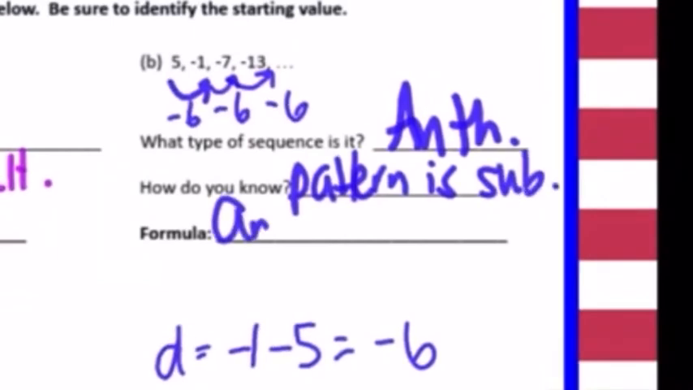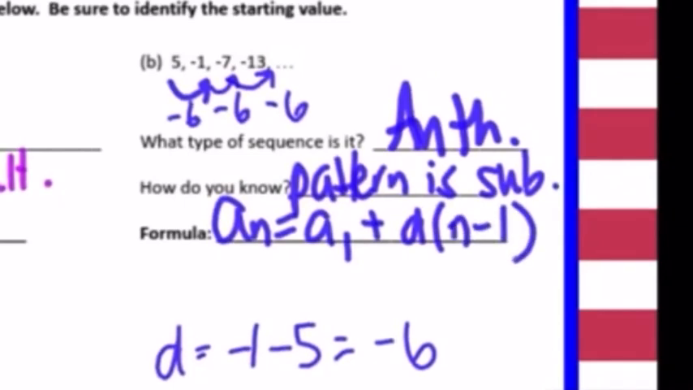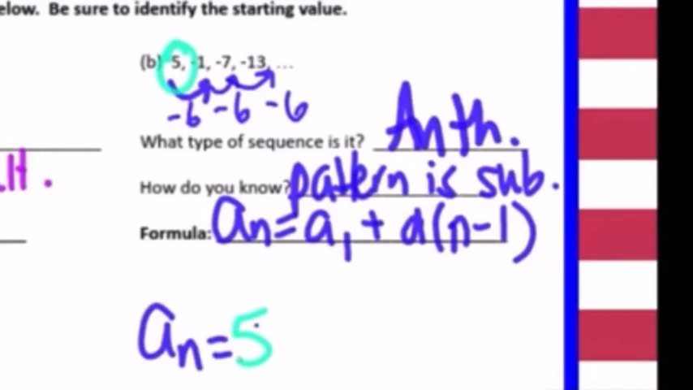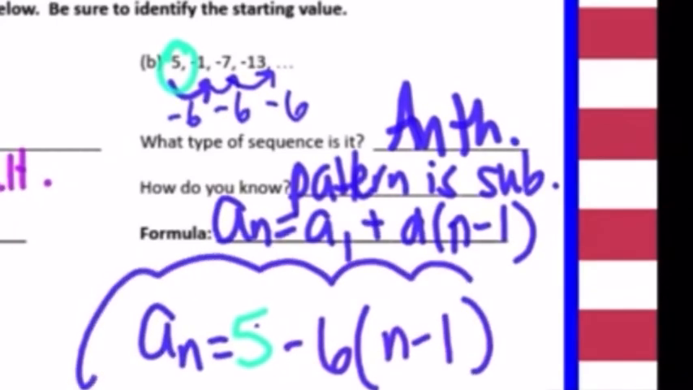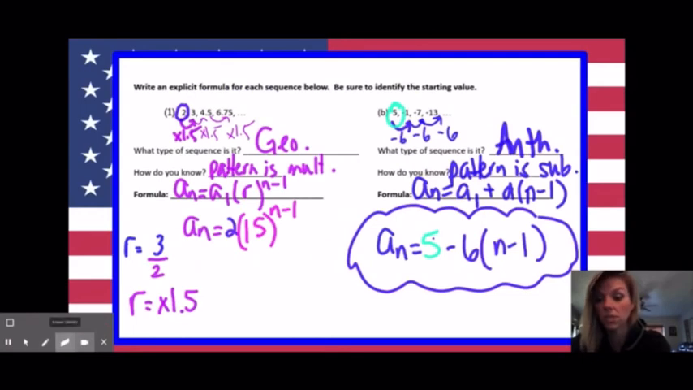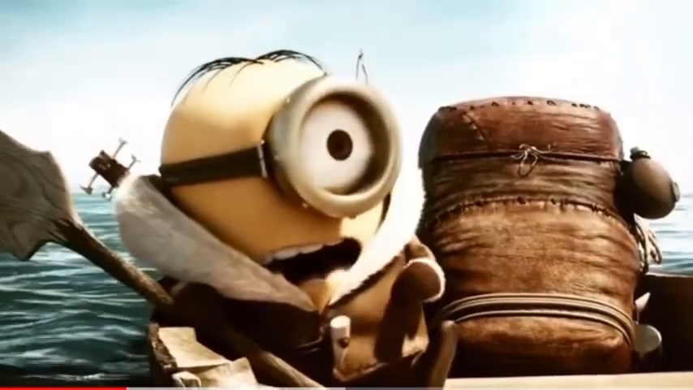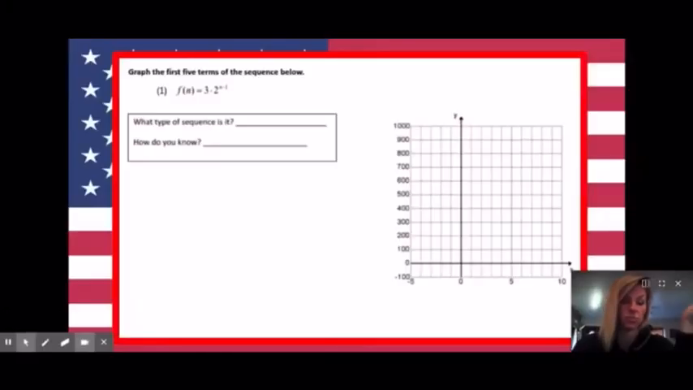So my formula is a sub n equals a sub 1 plus d times n minus 1. So we are going to just substitute in here. So my formula is a sub n equals, what's a sub 1? Well, my first number, that's a sub 1, is 5, plus d. So we just said that d is minus 6. So you can do plus a negative 6, or you can just say minus 6, parentheses, n minus 1. And there's this one's formula. Nothing new today, guys. We're just taking everything that you've learned and kind of mashing it together. So happy together.